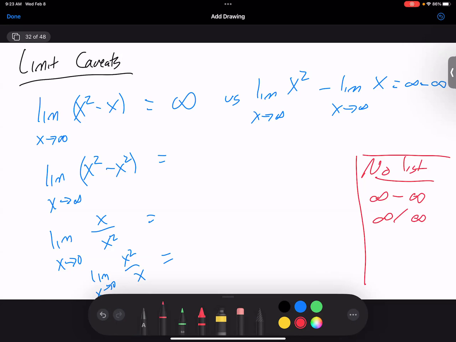Yes. 0 over 0. And there's one other one. Yes. Nope, infinity over 0 we can actually make sense of. Because dividing by 0 is going to make it larger and larger and larger.